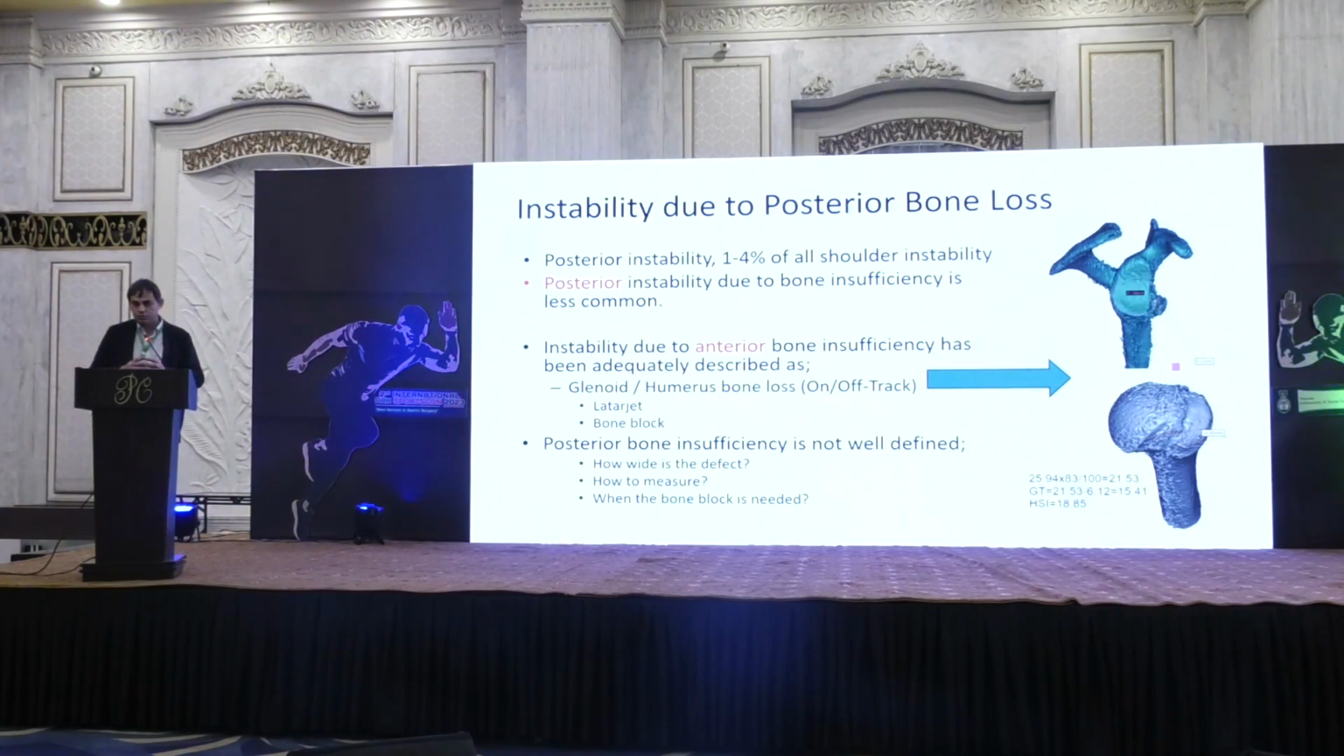Because of the anterior bony Bankart, where bone erosion is much more common, we have some methods to measure these defects. But for the posterior part of the glenoid, we don't have a standard method to measure what we are dealing with. Although the anterior insufficiency is well defined, the posterior insufficiency is not. We don't know how to find the defect or how to measure it, and when we should put a bone graft to replace this defect.